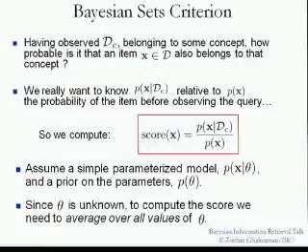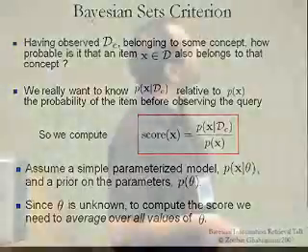Okay, so here's how we're going to use this to do retrieval. Having observed a set of items DC, our query is going to be a set of items from our universe of items, and we assume that they belong to some concept. Now what we want to know is how probable is it that some other item X in our universe of items also belongs to that concept.